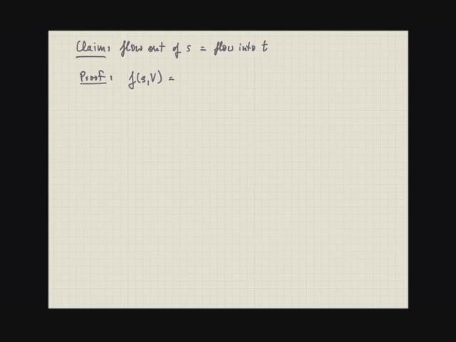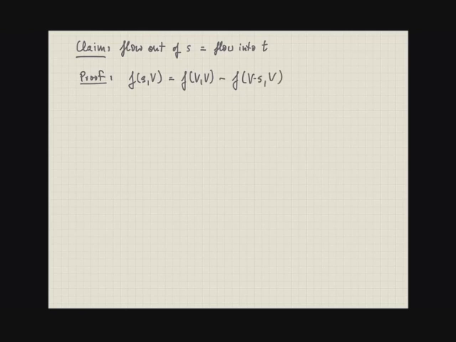So the claim is the flow out of S must be equal to the flow into T. And I start writing down what the flow out of S is. Well, that is the flow from S to all the other nodes in the graph. I'm essentially just playing a little bit with the definitions and little observations that we made before. So this is equal to the following: flow from V to V minus the flow from V minus S to V.